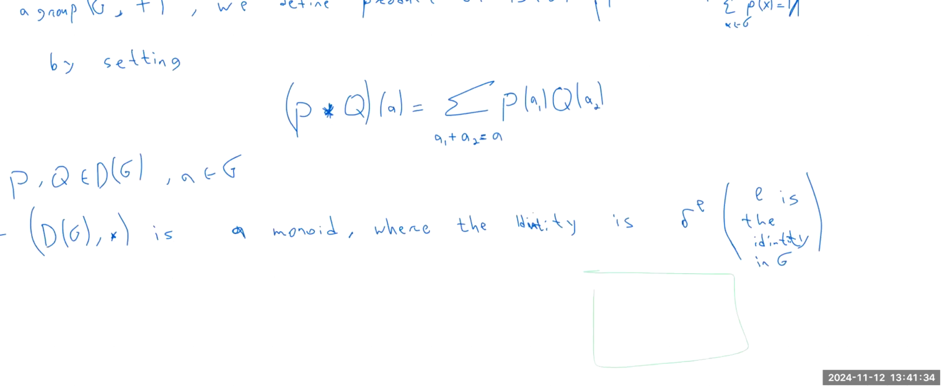When we say delta A, we mean the distribution that on any B is equal to 1 only if B equals A, and it's 0 otherwise. Okay. So let me give some examples that are important for us.